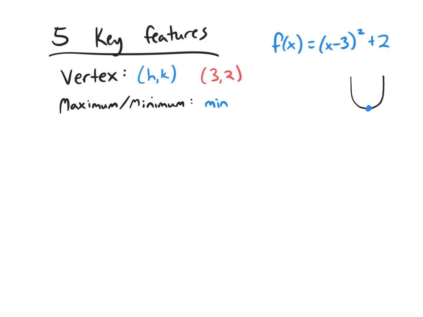Let's pretend I put a negative in front of here. What would that do? It would make it go upside down. So now, where's my vertex? Right there, that's high. That's the max point, right?